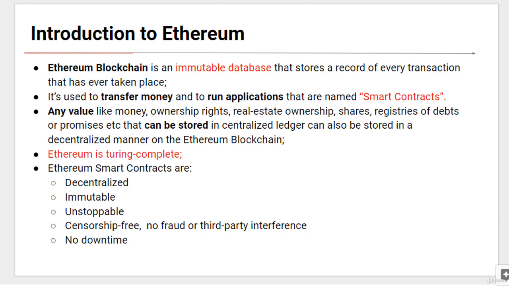In the next lecture, we'll see what are the components of the Ethereum blockchain.